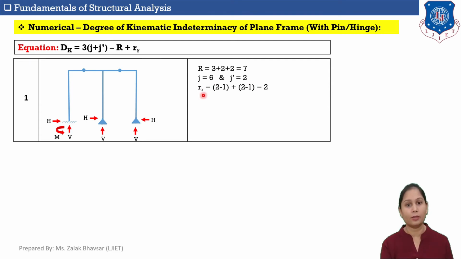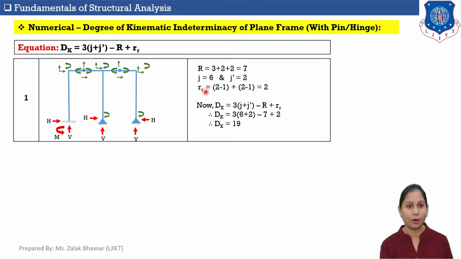Now let's calculate RR for this first pin. And you can see that in the first pin, number of connected members is 2. So RR for this first pin is equal to 2 minus 1. Similarly, for the second pin also 2 members are connected. So RR for the second pin is equal to 2 minus 1. So total RR of this given plane frame is equal to 2.